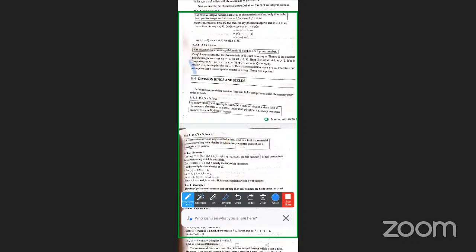So division ring is nothing but R, dot is a group. A group satisfies closure, associative, identity, and inverse. So with respect to multiplication it satisfies 4 conditions, and then we can say it is a division ring. A field is nothing but R, dot is an abelian group. It satisfies all the conditions.